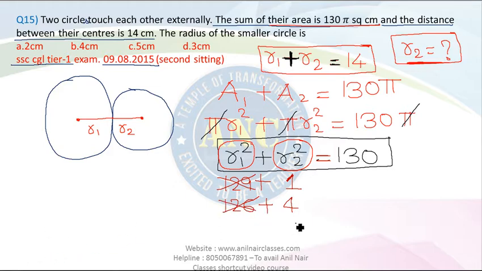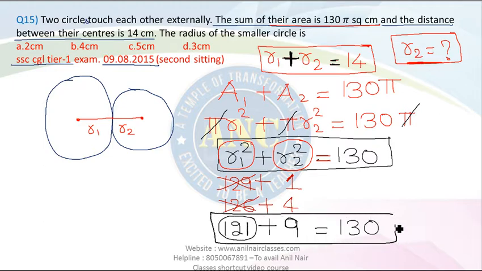If I continue, the next perfect square is 9. If I take 9, this value becomes 121, because 121 plus 9 is 130. Check it out if you want to. 9 is a perfect square, and 121 is also a perfect square. 11 square is 121, so this might be a possible case. That means if I take r1 square as 121, r1 will be 11. If I take r2 square as 9, r2 will be 3.